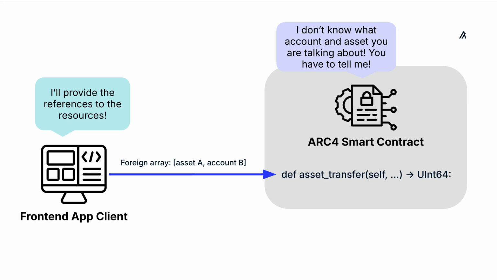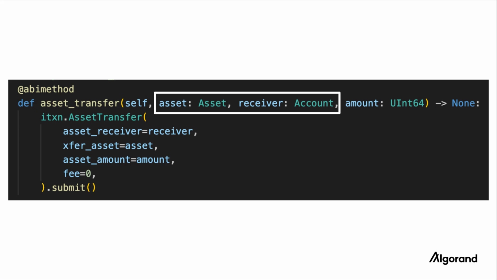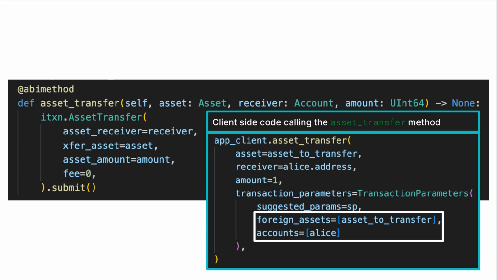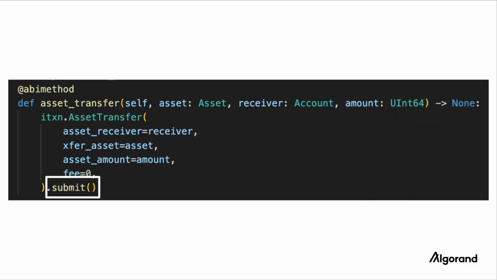I'll leave a link in the description to the resource availability page for more information, but it means the reference to the asset and the account needs to be provided when sending the application call. So in this example, we're making them available resources by passing them in as method arguments, but you can also provide them by populating the reference arrays in the application call to this method. Now, after you create the asset transfer object, you submit the transaction by calling the .submit method.